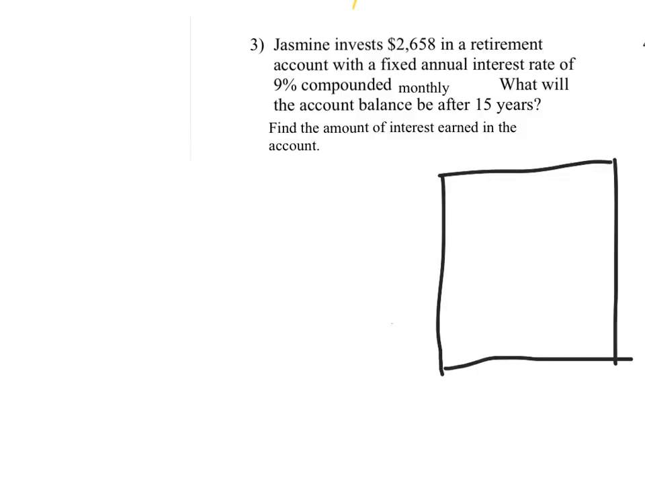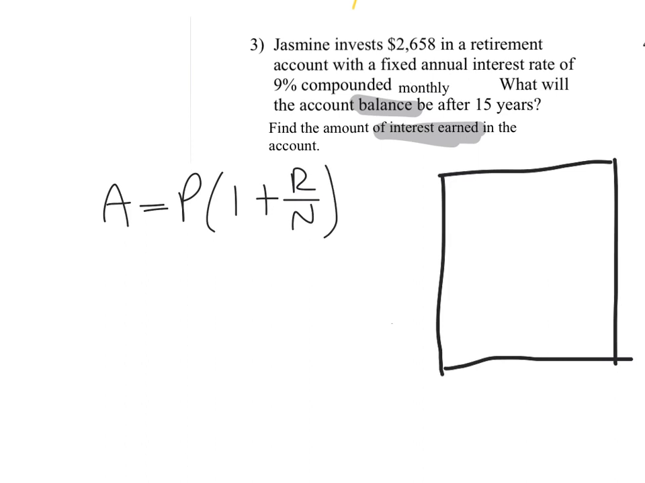These next two ask you to calculate the account balance like we did in the first two, but we're also going to be calculating how much in interest the account earns. So Jasmine invests $2,658 in a retirement account with a fixed annual interest rate of 9% compounded monthly. What will the account balance be, and find the amount of interest earned?